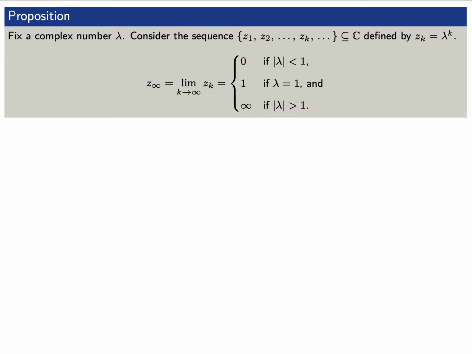Let's give an example of this definition. Fix a complex number lambda. Let's now consider the sequence of complex numbers z sub k equals lambda to the k, for k being 1, 2, 3, and so forth. We claim that the limit as k increases without bound of z sub k is either 0 if the absolute value of our complex number lambda is less than 1, it is equal to 1 if lambda itself equals 1, and it'll be infinity if the absolute value of our complex number lambda is greater than 1.